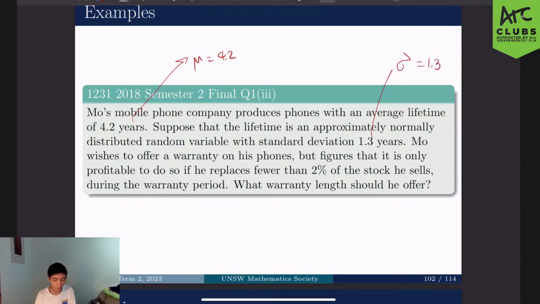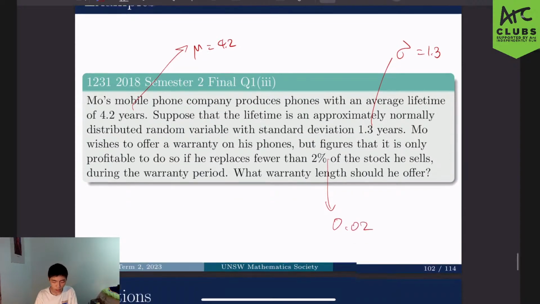If he wants to offer a warranty on his phones, but he figures that it's only profitable to do so if he replaces fewer than 2%, what he wants to do is make sure that the probability of the phones failing within the warranty period is less than or equal to 0.02. What warranty length should he offer?